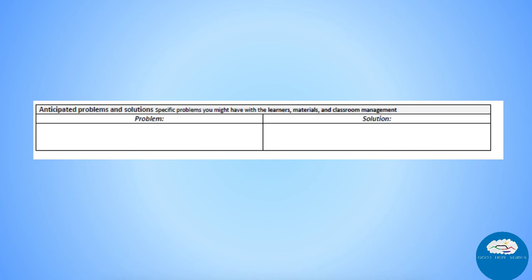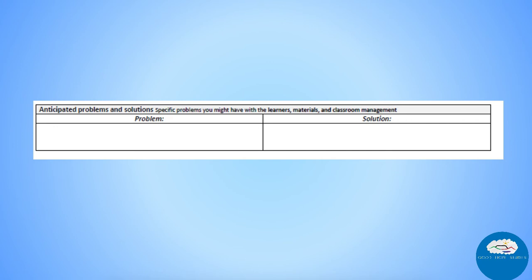The next section is anticipated problems and solutions. So here you're talking about the learners, the materials, and classroom management. You're not talking about problems with the language in this section. So examples would be something like, I might have a problem with the CD player. So what is the solution? Maybe you'll read the tape script at the back of the student's book.